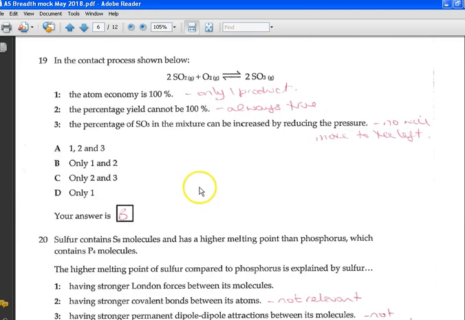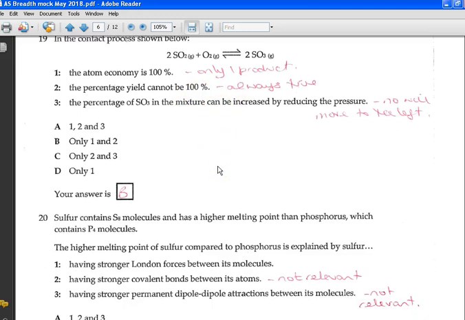Okay, in the contact process, I've given another equilibrium here, and again given a series of statements and asked to work out which ones apply. So is the atom economy 100%? No, it isn't, obviously. This is an equilibrium anyway, so it's constantly changing. The percentage yield cannot be 100%, which is always the case. You're never going to get 100% percentage yield.